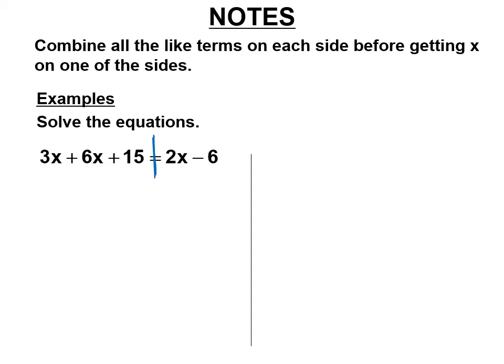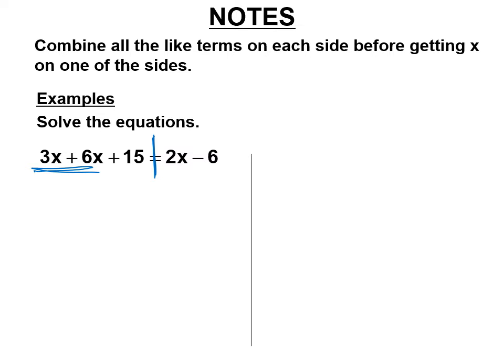So notice we have x's that are on the same side as each other, and we're going to combine like terms for those. And then we have x's on both sides of the equal sign. It will turn out that you want to get your combining like terms done first.